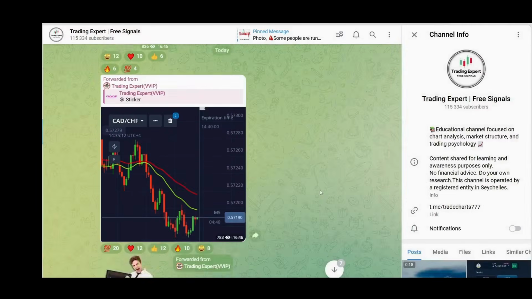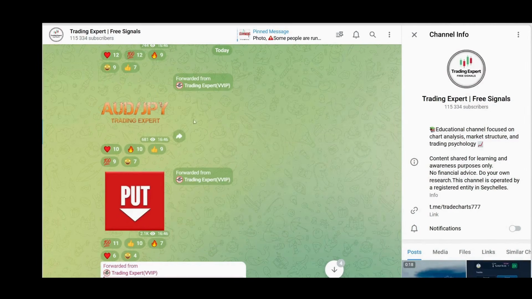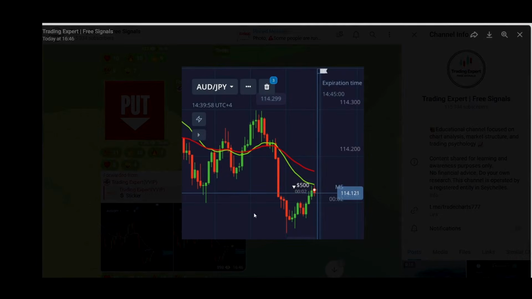Next, we moved to another trade on AUDJPY for a downside move in the VIP group. Here again, the market was in a downtrend with a moving average acting as resistance. You can see that the candle respected the moving average and faced rejection from it, which is why we provided a sell signal, and this was also a clean win.